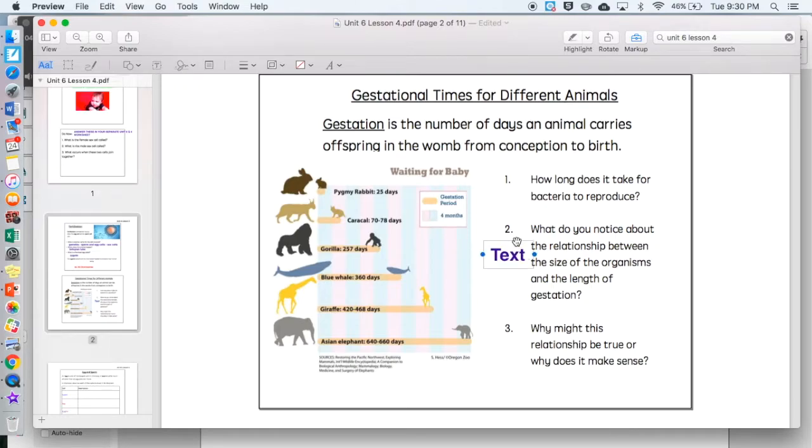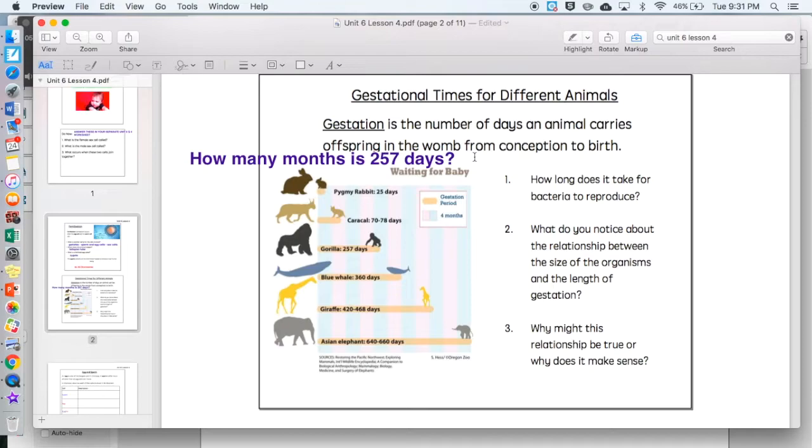For a gorilla, it's 257 days. If you're waiting for us, you can figure out how many months is 257 days. If you think about it, humans and gorillas are fairly similar. A human pregnancy is about 40 weeks, so let's find out how many days that is. So we're going to do 40 times 7 days in a week. 280, pretty close. So a gorilla is a little bit faster than a human.